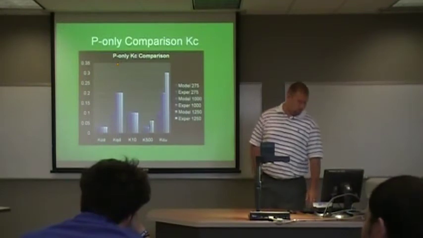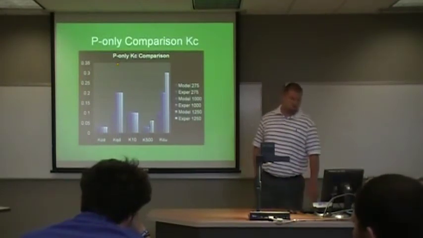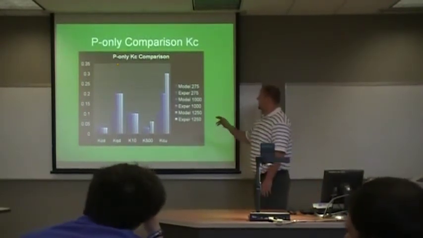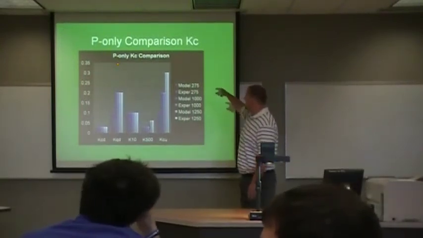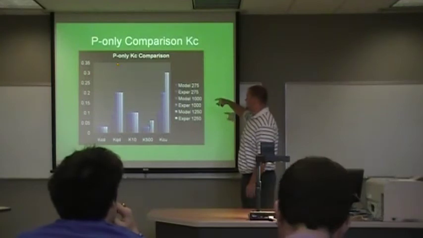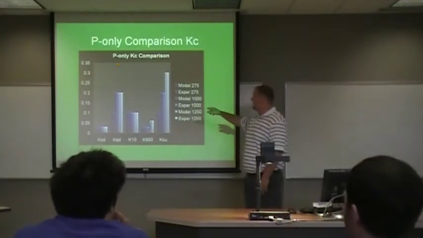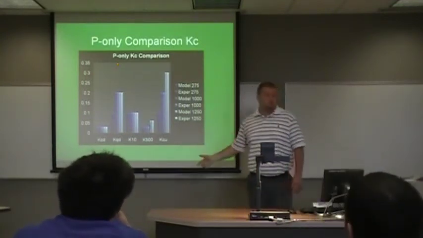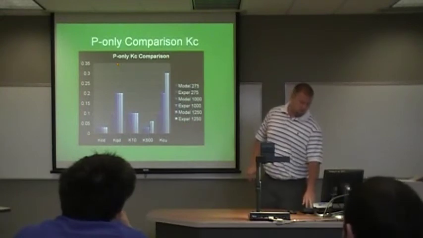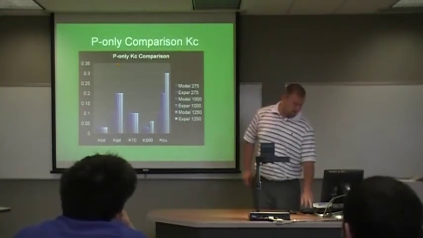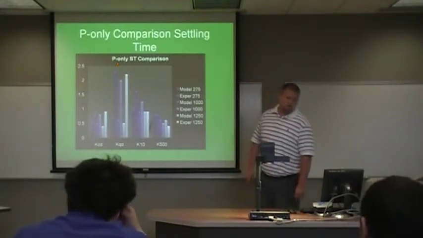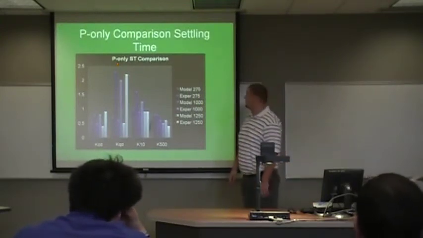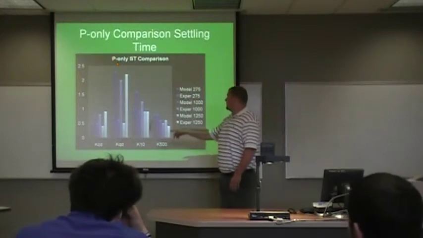Now here is the KC comparison. It's a little hard to read, but every block is modeled right next to the experimental, then the model for 1,000, which is next to the experimental. Every value lines up, so the model agrees with the experimental completely for the KC values.